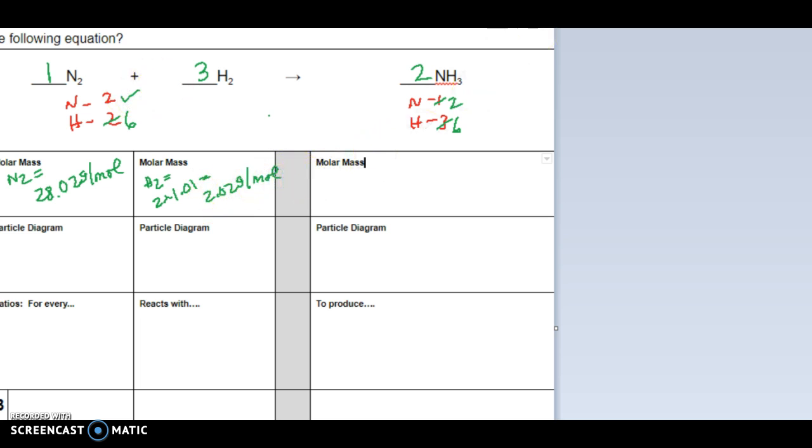Here's something a lot of people messed up on the test. This doesn't matter to the molar mass. The molar mass is just of H2. It doesn't matter how many there are. So don't get confused. The coefficient shouldn't be involved in this.